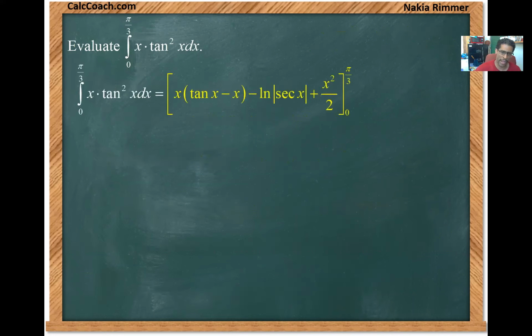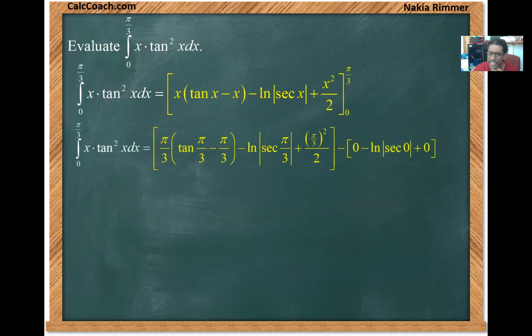So pi over 3 times the tangent of pi over 3, minus pi over 3 quantity, natural log of the secant of pi over 3, and then we got to pi over 3 and square it, divide by 2. That's all the upper limit. Plug in 0. Well, 0 times anything is 0, so we'll end up with a natural log of the secant of 0. We're going to find out that zeroes out. 0 squared over 2, that's 0.